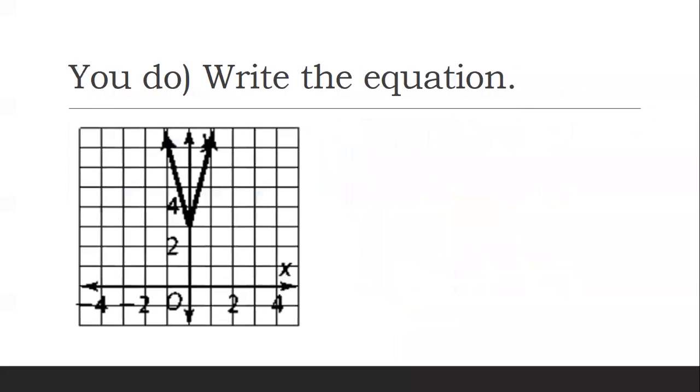All right. Here you go. Your attempt. All right, so the first thing you should have done was identify the vertex. What is the vertex? I didn't hear what? 0, 3. Perfect. So that means my h equals 0 and my k equals 3.